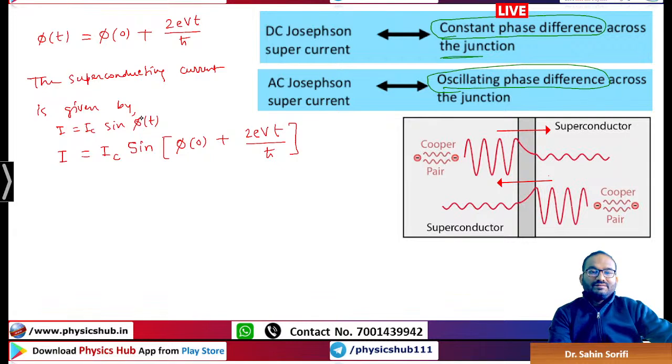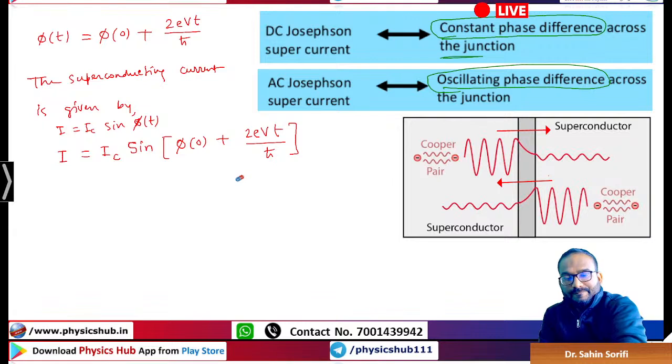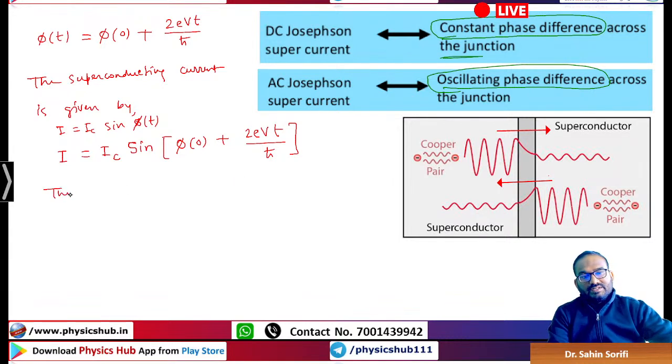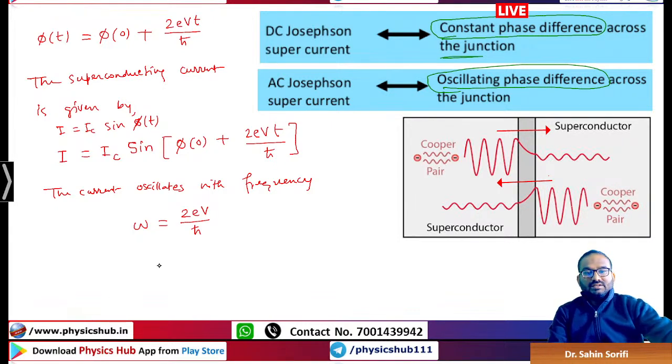So you can see phi of t is like phi 0 plus omega t. So this is like the angular frequency. The current oscillates with frequency, you can imagine it is like omega t. Omega is equals to 2eV by h cut, V is the voltage you applied across the junction. So h cut omega is equals to 2eV.